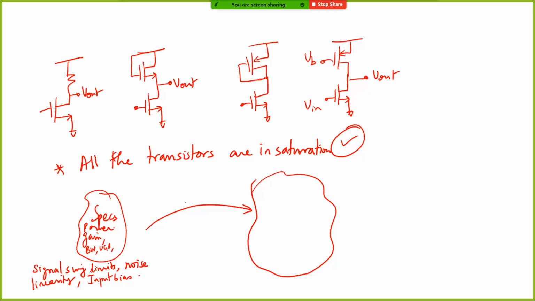Or if you are using a 1.2 volt supply, it should be less than something like 0.8 milliamp or something like that. Okay. So power budget is also a very important thing. All these things will come down to what you have. Of course, VDD is kind of given. You don't have any control over it. Okay. So it comes to either the drain current or gm.